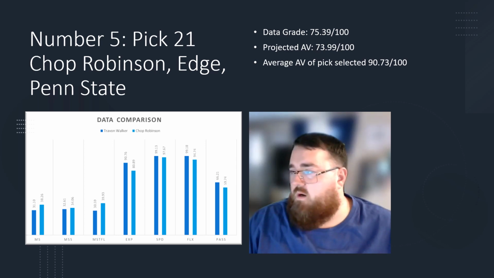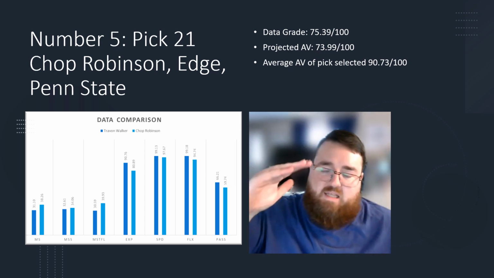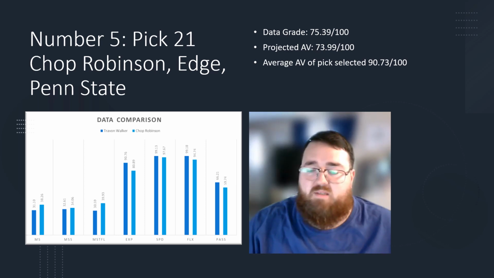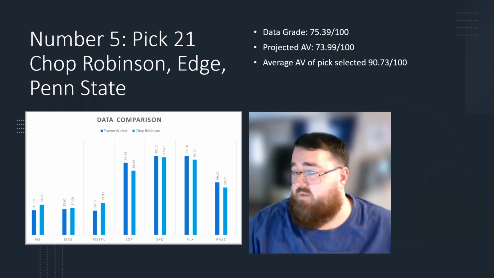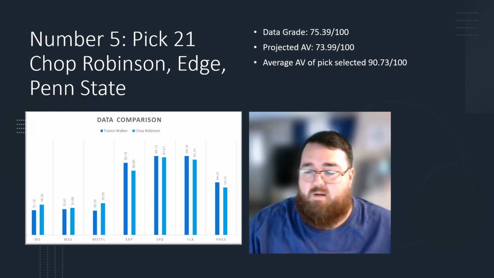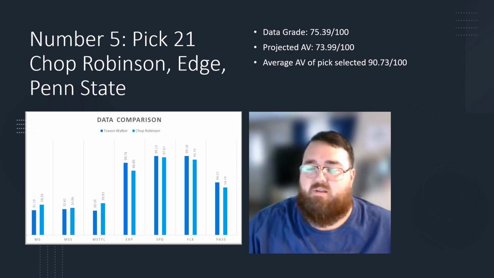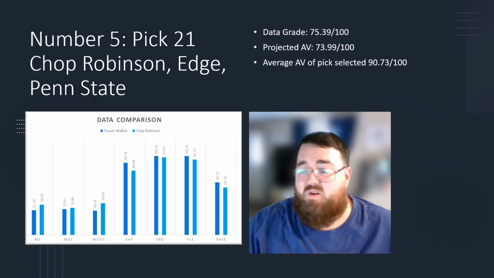The data grade for Chop Robinson was 75.39 out of 100. So that's essentially his ceiling as a prospect. His projected AV is 73.99 out of 100. So based on prospects that tested similar to him in his range as a first rounder, most of them tested with a 73.99 AV in their career. So we're talking about mostly rotational pass rushers. D Ford was a good example of a prospect that was very similar to Chop Robinson in the data. So a rotational pass rusher, but not somebody that will go on to become a long-term impactful starter or all-pro, Pro Bowl player. But he does have great athleticism, so there could be that upside there.